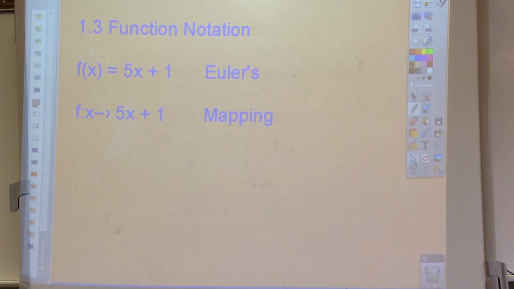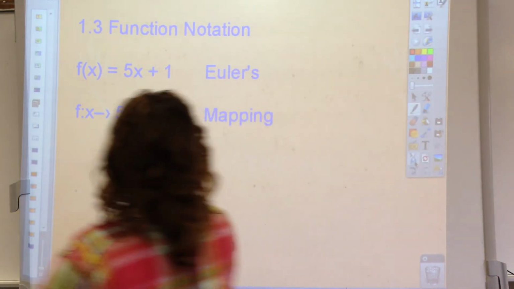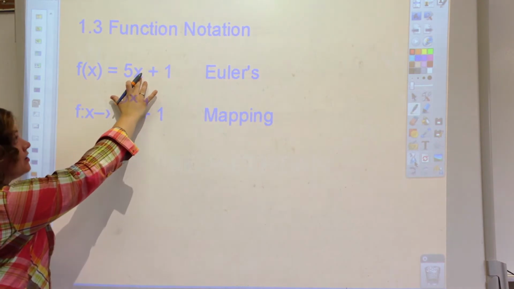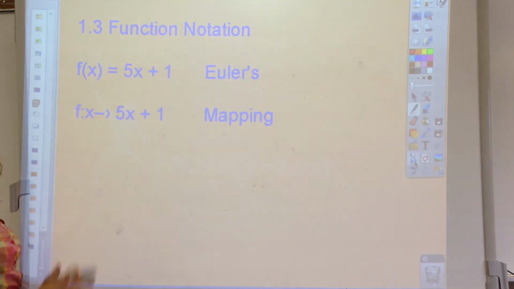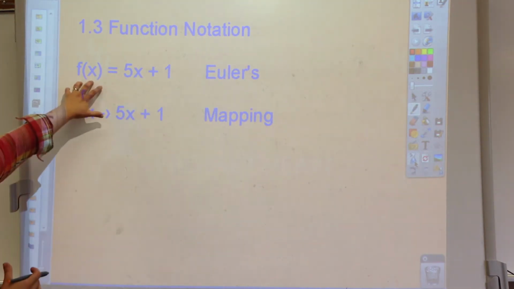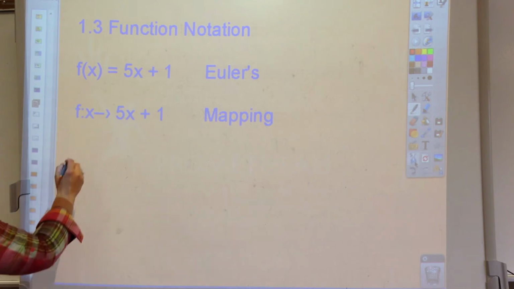This is section 1.3, function notation. And today we're going to look at two separate types of function notation, Euler's notation and mapping notation. First of all, let's take a peek at Euler's notation. Here the notation shows that x is my independent variable. F of x is kind of like y. It depends on whatever x is.